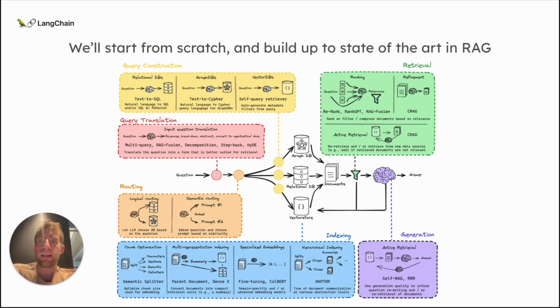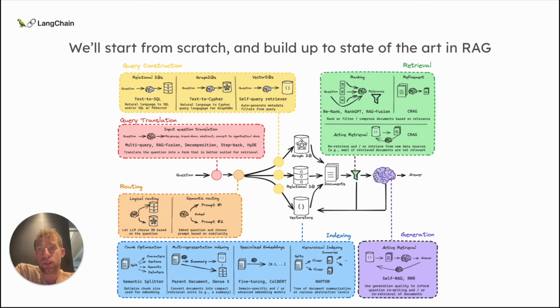That can use methods like query rewriting. It can be decomposing the query into constituent sub-questions. Then there's a question of routing. So taking that decomposed or rewritten question and routing it to the right place. You might have multiple vector stores, a relational DB, graph DB, and a vector store. So that's the challenge of getting a question to the right source.